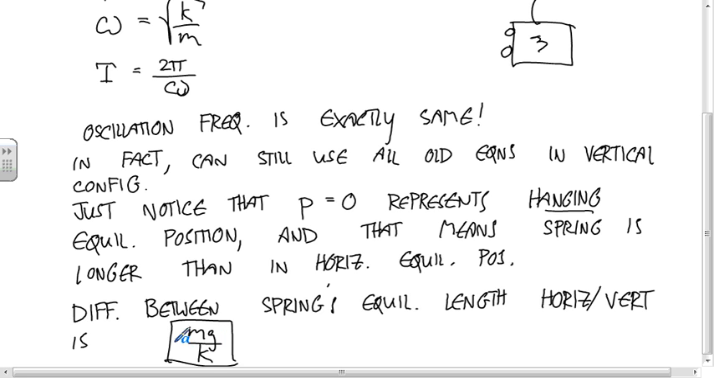K represents the stiffness of the spring. So a really thick steel spring has a big K value. A really thin, easily stretched spring has a low K value.